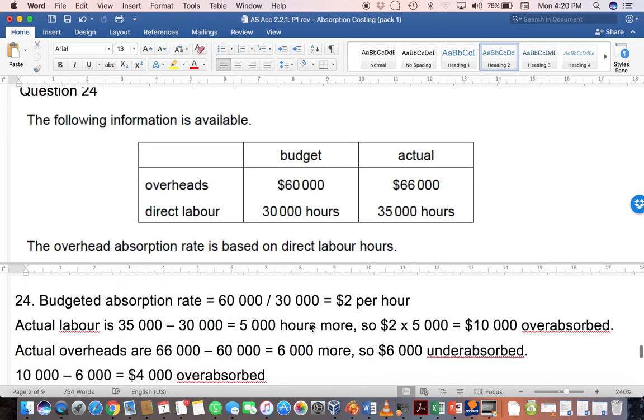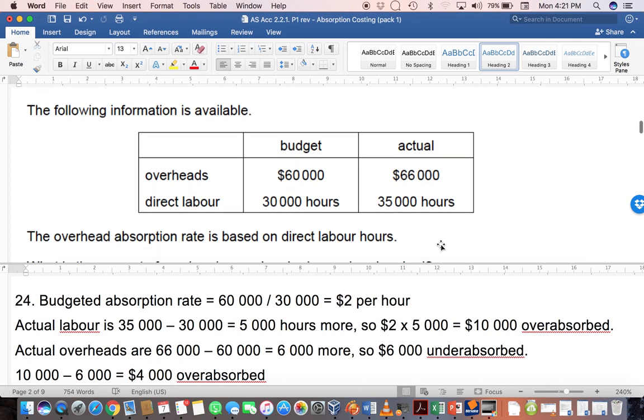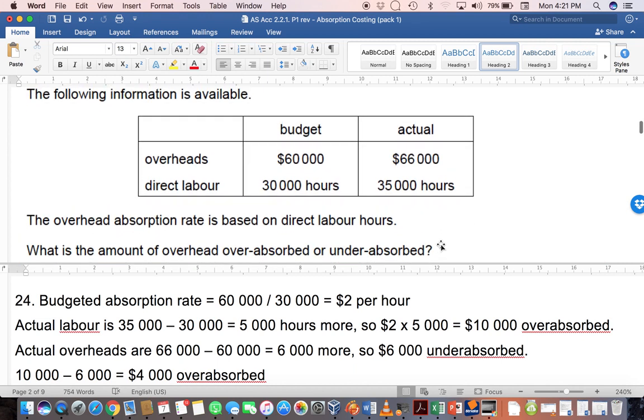Question 24. The following information is available. You are given your budgeted overheads and direct labor and your actual overheads and direct labor. The overhead absorption rate is based on direct labor hours. Well, given the fact that we've been told the hours here for labor, this is what you would expect. But this sentence here simply confirms that for you, and it is always a good idea just to double check your information. The question asks, what is the amount of overhead over-absorbed or under-absorbed?